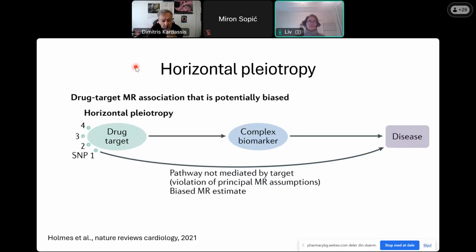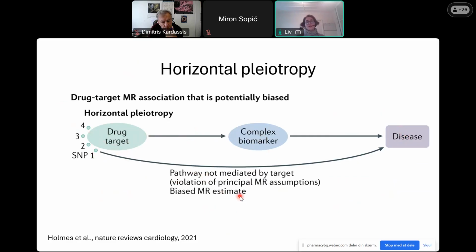The problem comes when you have horizontal pleiotropy, and this is where your drug target MR can potentially be biased. So here again we have a drug target, and this drug target affects a downstream biomarker, and this affects the risk of disease. But then one of these variants, it does affect the complex biomarker, but it also has another effect that the drug target doesn't have.